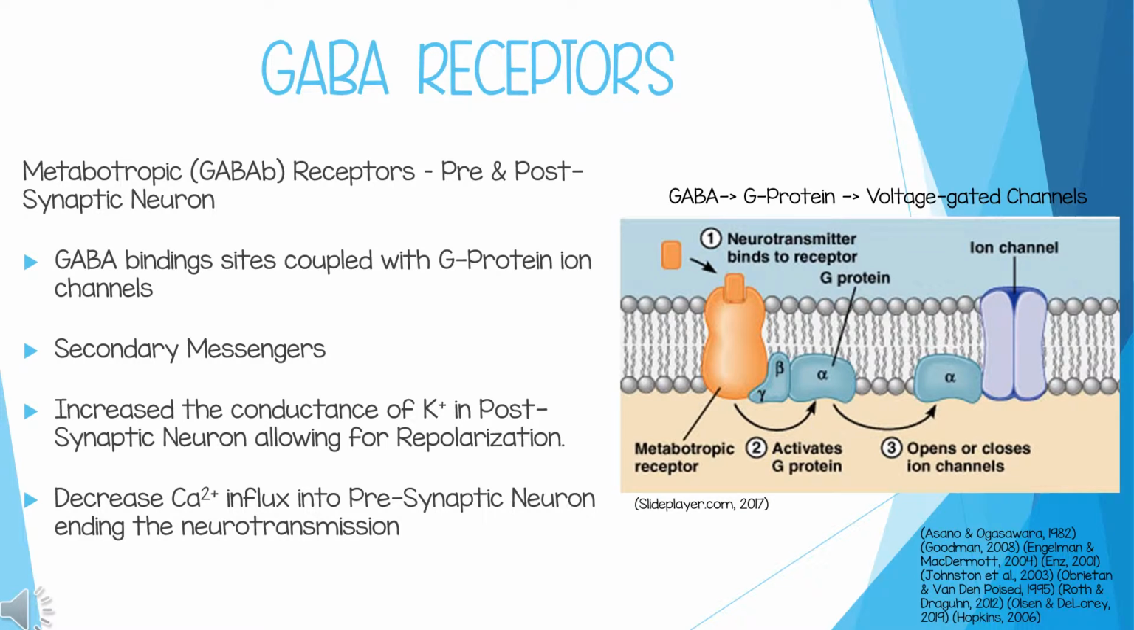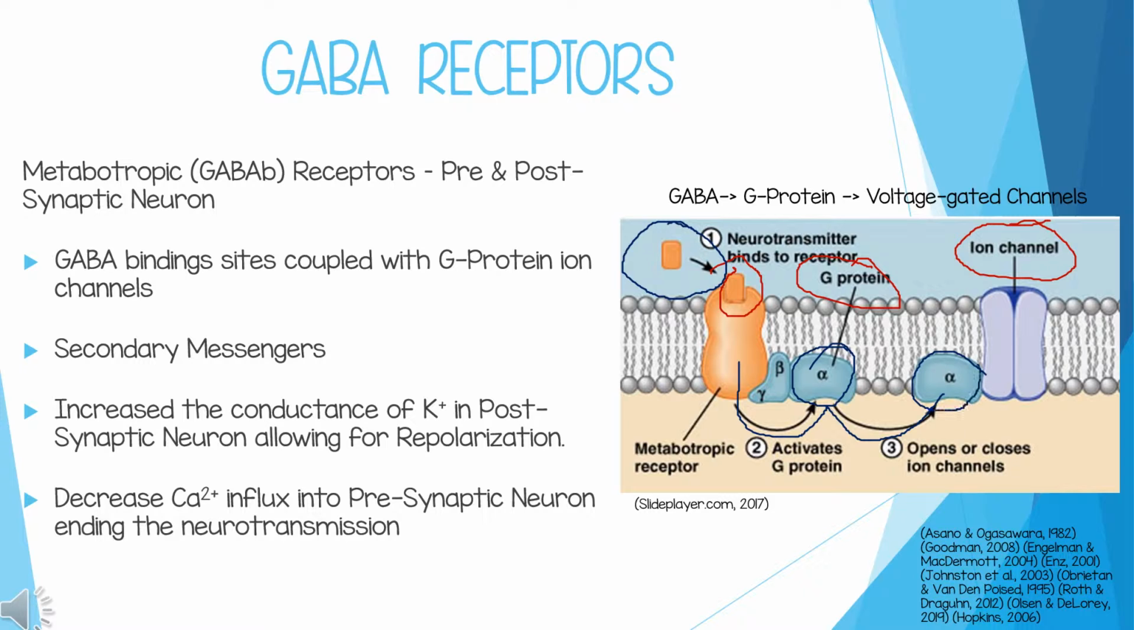GABA B receptors are metabotropic. They contain GABA binding sites coupled with separate ion channels by a G protein and secondary messengers. GABA B receptors are located on both the presynaptic and postsynaptic neurons. Binding of GABA onto GABA B receptors activates the G protein, which then triggers the voltage-gated channels to open.